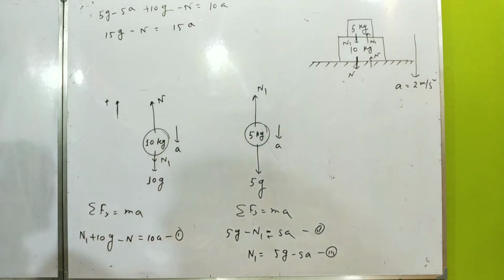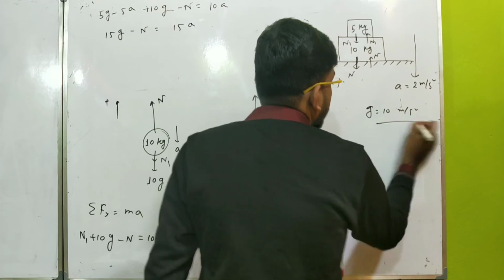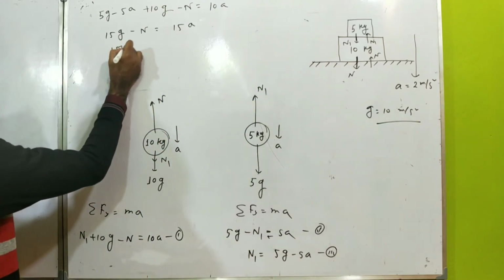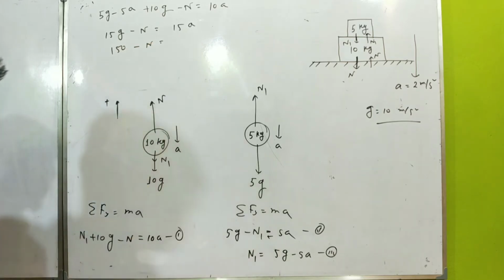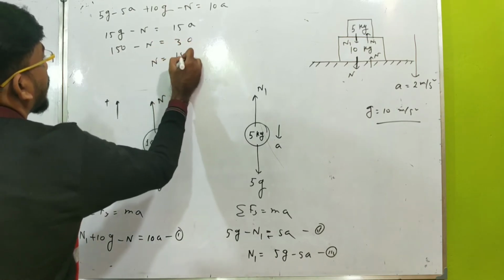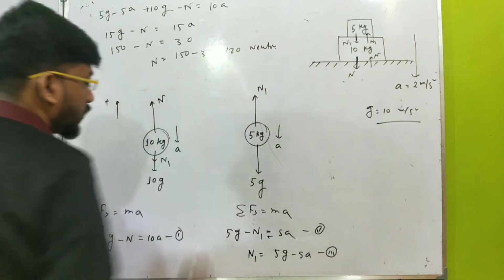So now put the value of a and g. You can take g as 10 meter per second square, the calculation will be easy. So 15 into g, that means 150, minus N is equal to 15 into 2, that means 30. So N will be 150 minus 30, that is 120 Newton. So N will be 120 Newton.